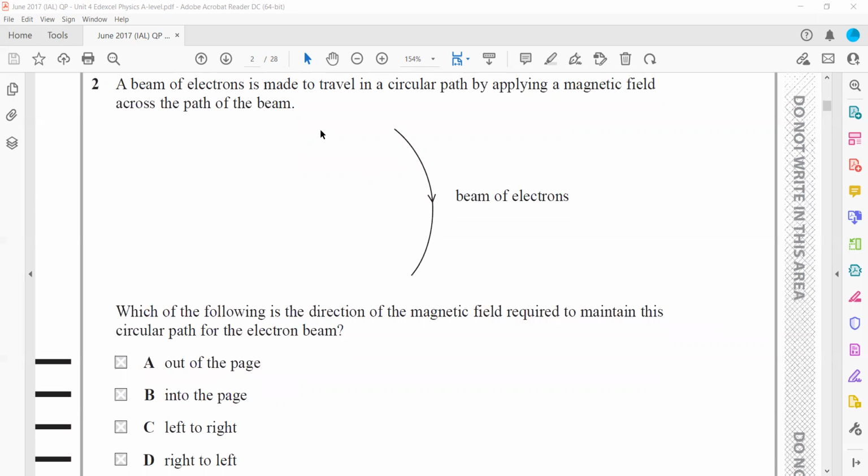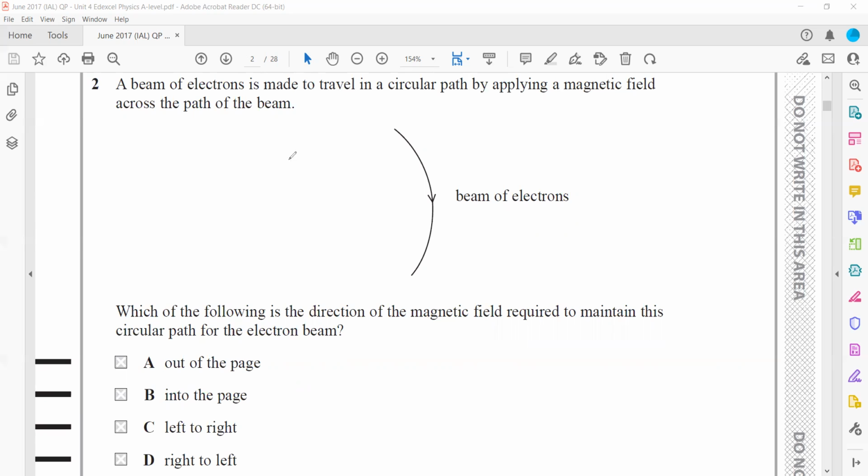A beam of electrons is traveling. So if the electron is moving, which of the following is the direction of the magnetic field? You can work this out. What are the options? It cannot be left to right or right to left, because the electron should then go out of the page or into the page, as it is moving perpendicular to the magnetic field. So either it will be in or out.